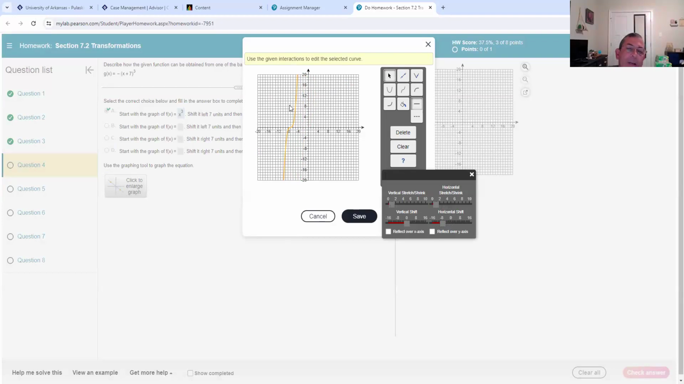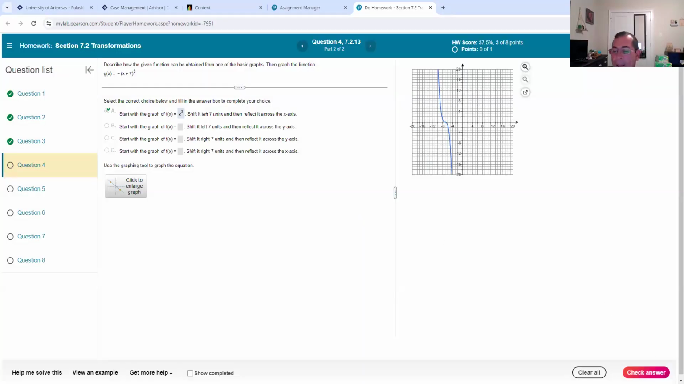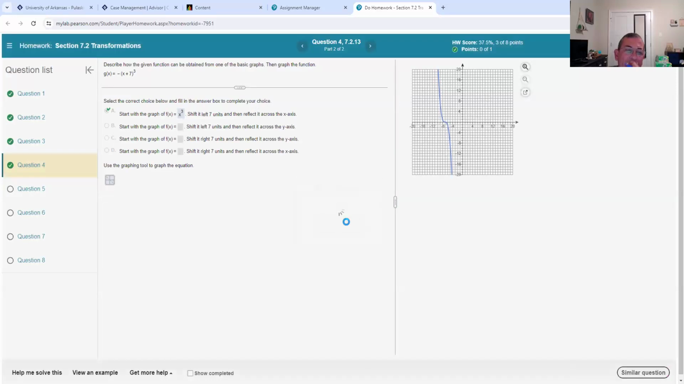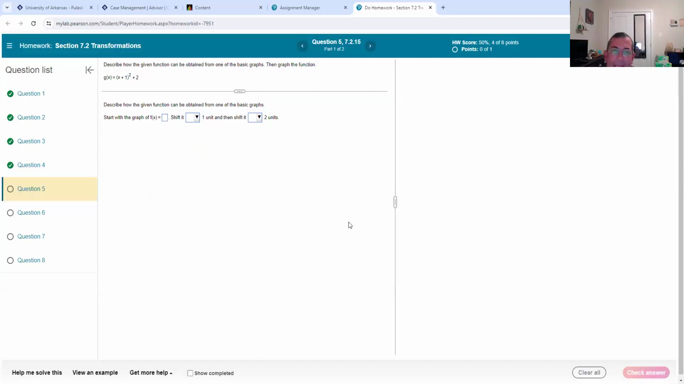Now y'all watch this. It was going uphill, but we're going to come down and click the box that says reflect over the x-axis and watch my graph. Instead of going uphill, it now goes downhill. So you would save that and then check your answer. You know, these aren't bad. You just got to get used to what's the basic graphs on these, okay?